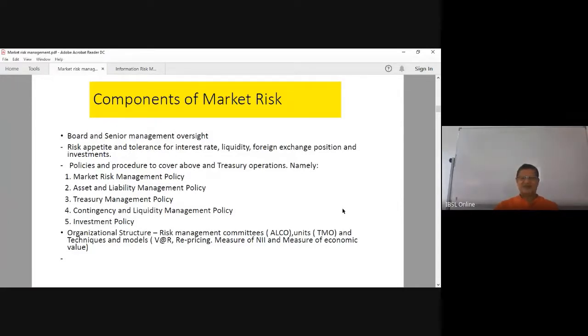Once the policy is done, you also need to have an organization structure: who reports to whom, what period of reporting is required, and how often these committees will meet. All this will be recorded under the organization structure. The organization structure for market risk management includes managing the middle office, who report to the risk management unit, to the chief risk officer.